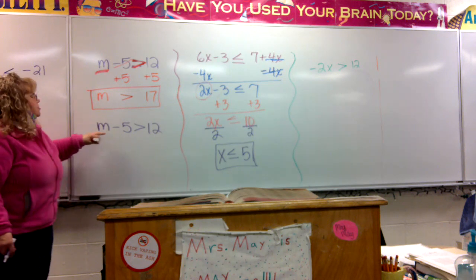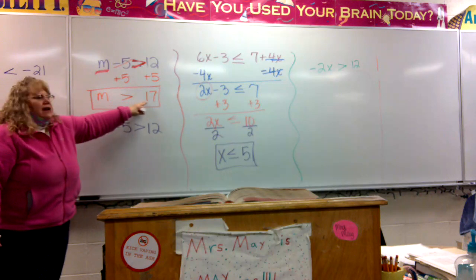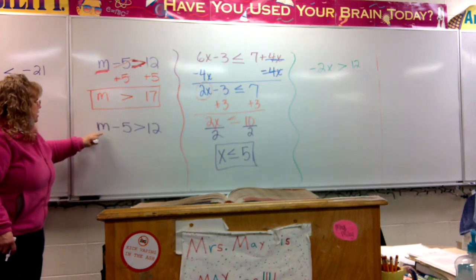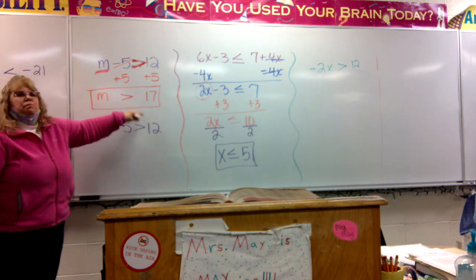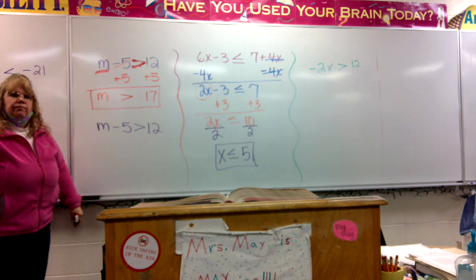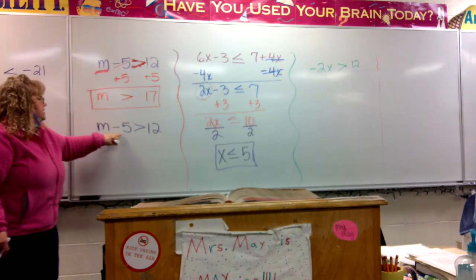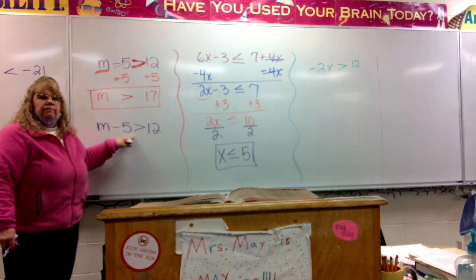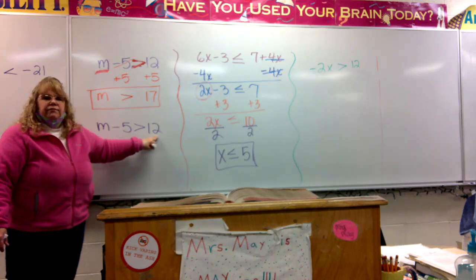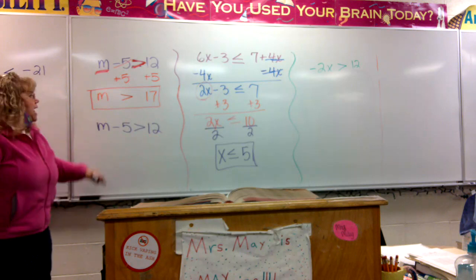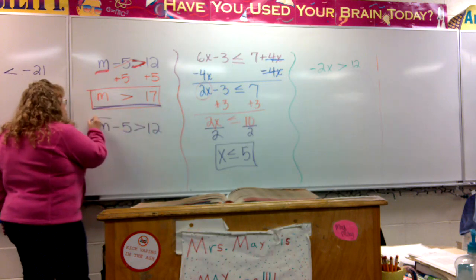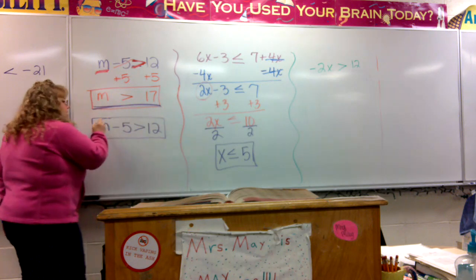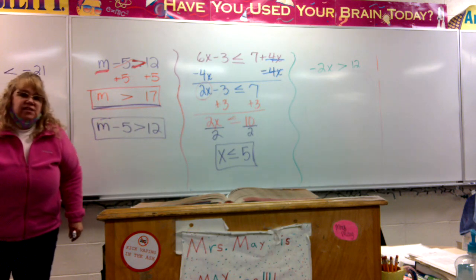So, Addison, any m that I pick bigger than 17, when I put it in here, gives me a value that's bigger than 12. Say 20. What's 20 take away 5? Is it bigger than 12? Yes, so it works. Anything that you pick bigger than 17 will work in this. Does that make sense?